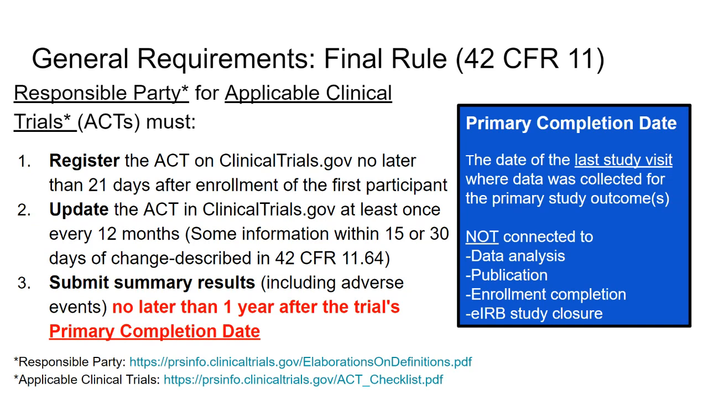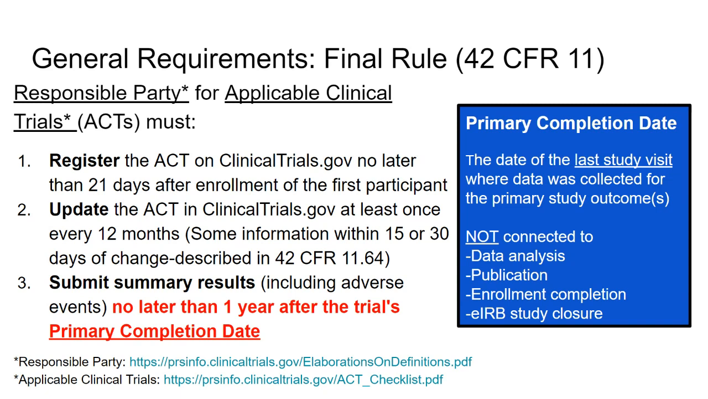Please note that primary completion date is the date of the last study visit where data was collected for the primary outcome. Investigators often get confused with this definition. This date is not the date of data analysis completion, journal publication, study completion, or ERB study closure. None of that. Again, it is the last day of data collection for the primary outcome. That's when the 12-month clock starts for the deadline to do the results posting. So whatever day it is, your results are due within 1 year from that day. So primary completion date is your time clock.